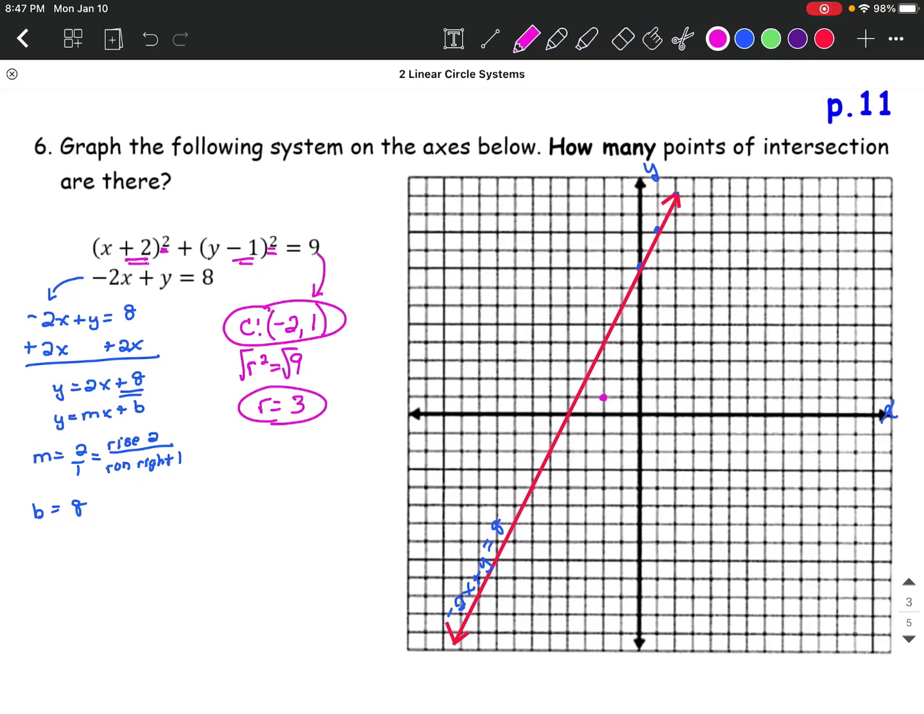Now we're going to go up 1, 2, 3. We're going to go down 1, 2, 3. From the center, we're going to go left 1, 2, 3. From the center, we're going to go right 1, 2, 3. And we're going to do our best to draw a smooth, rounded circle. Now this time all I asked is how many points of intersection are there? These cross 2 times, so there are 2 points of intersection. And that's it. We did it.